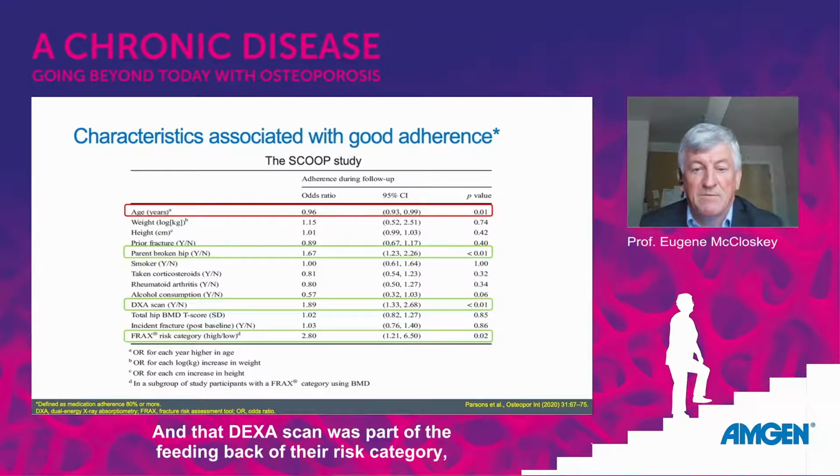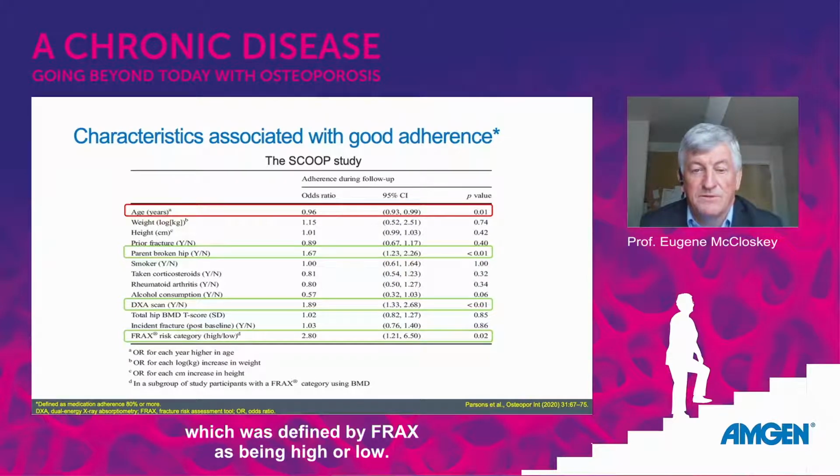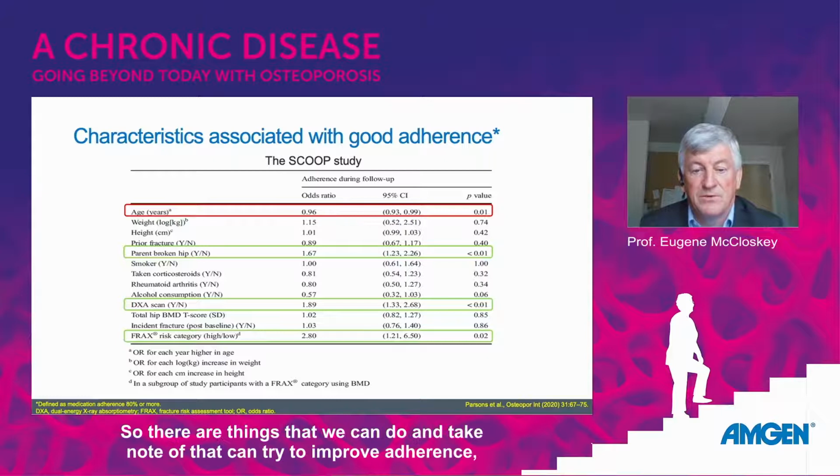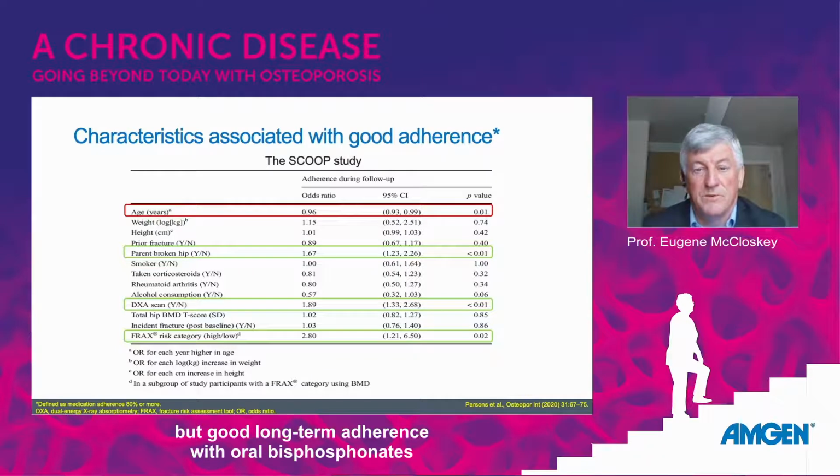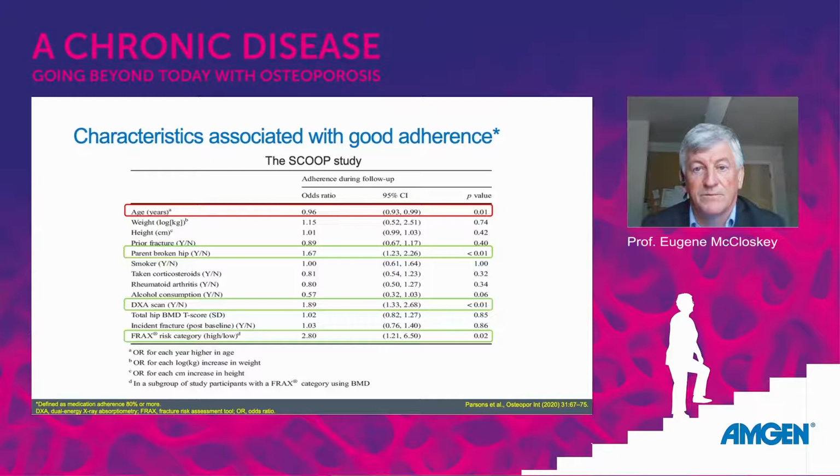And that DEXA scan was part of the feeding back of their risk category, which was defined by FRAX as being high or low. And if you were in the high risk category, then you had an almost threefold increased likelihood of having good adherence within that study. So there are things that we can do and take note of that can try to improve adherence, but good long-term adherence with oral bisphosphonates is still a problem in clinical practice.